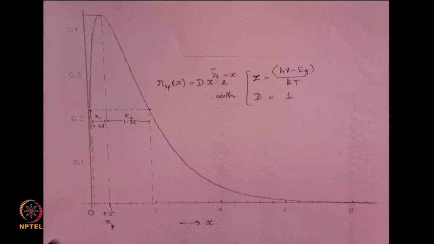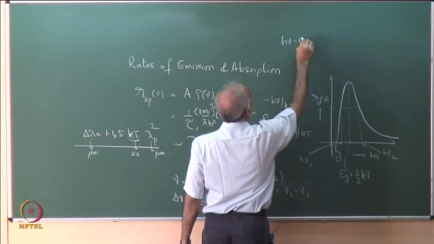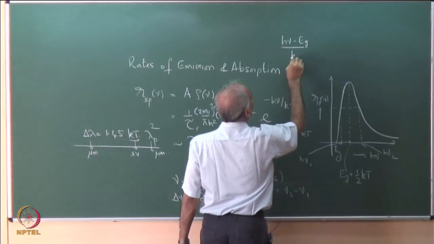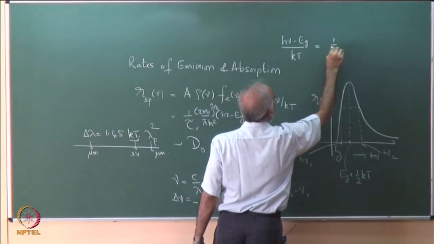This is a plot of R_sp versus x. You can see where the peak occurs. These are actual numbers calculated and plotted by the computer. You can see that x_p, the peak, occurs at 0.5, so (h nu minus E_g) by kT is equal to half.